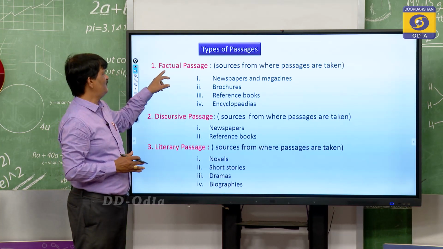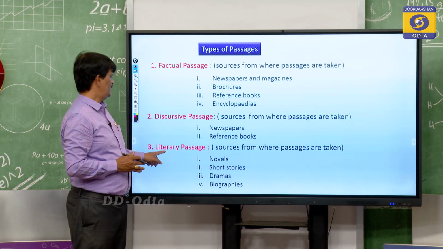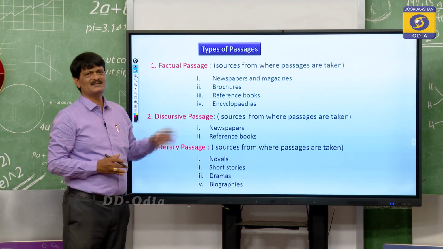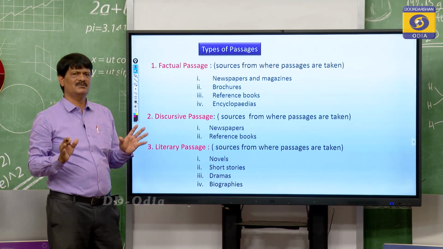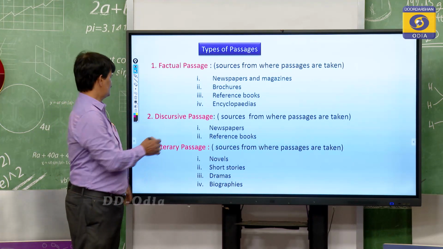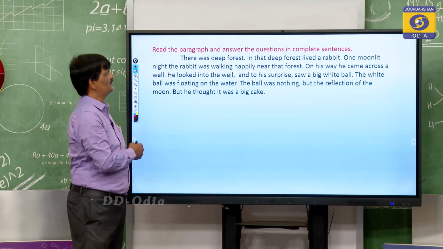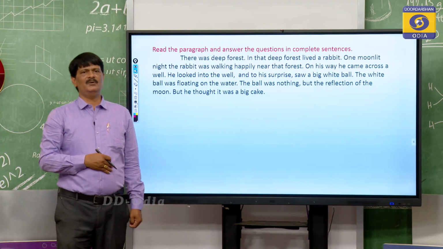The passage may be factual, or discursive, or literary, but in 10th class it is generally a factual passage. Very easily you can do it. It is story-type or something like that. Then we will go to the example. You see, one example is there. Very easily you have to read it.